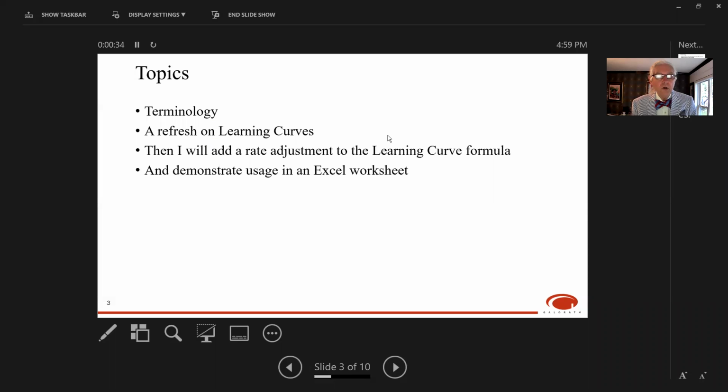So I'll be discussing these topics. First of all, terminology. Then I'll refresh us on learning curves. Then I'll show you how to add a rate adjustment to the learning curve formula, and then demonstrate all this in Excel.